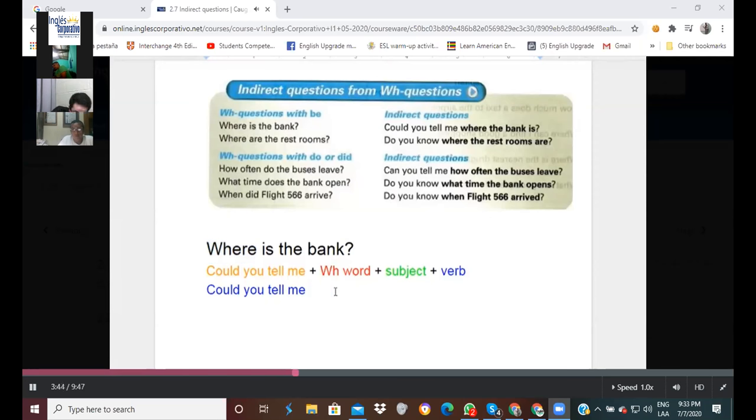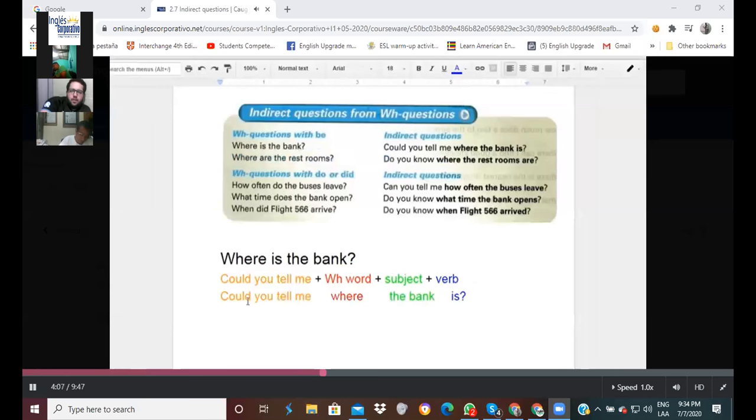So could you tell me, and in this case where, this is going to be followed by the subject. In this case it happens to be the bank, where the bank, and then finally we're going to include the verb. So, could you tell me where the bank is? And just so that we follow the pattern that I'm proposing here, I'm going to go ahead and play with the colors for now.